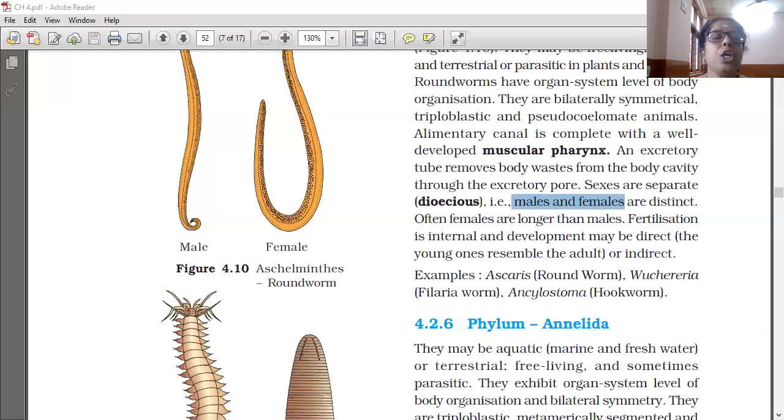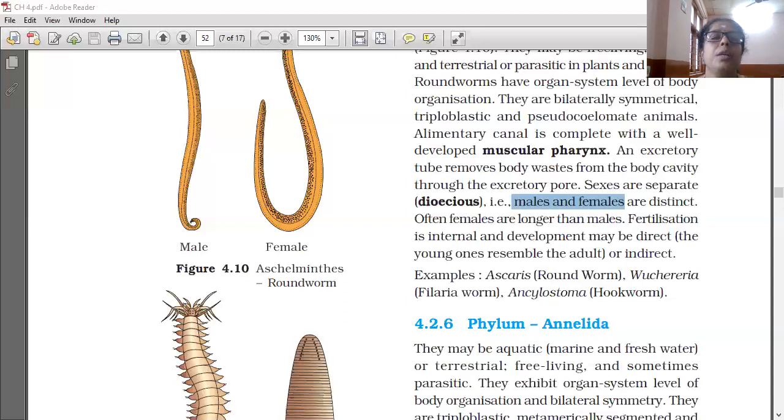Unique features: locomotion is by 8 vertical external rows of ciliated comb plates. See that, 8 comb plates are there. Tentacles are also present. These are the tentacles. So locomotion is by 8 vertical external rows of ciliated comb plates, and tentacles are also there.